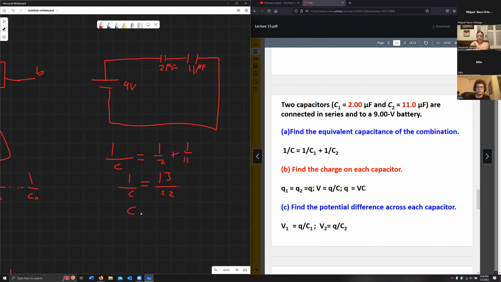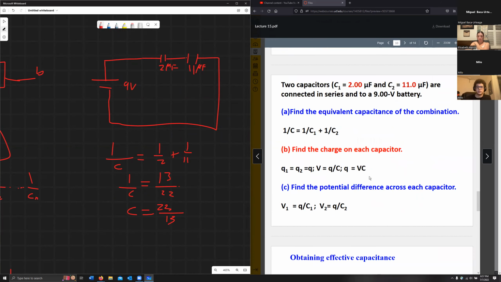That's 1/c, and c is equal to 22/13. We don't even get an answer here. Okay, can we find the charge on each of the capacitors?